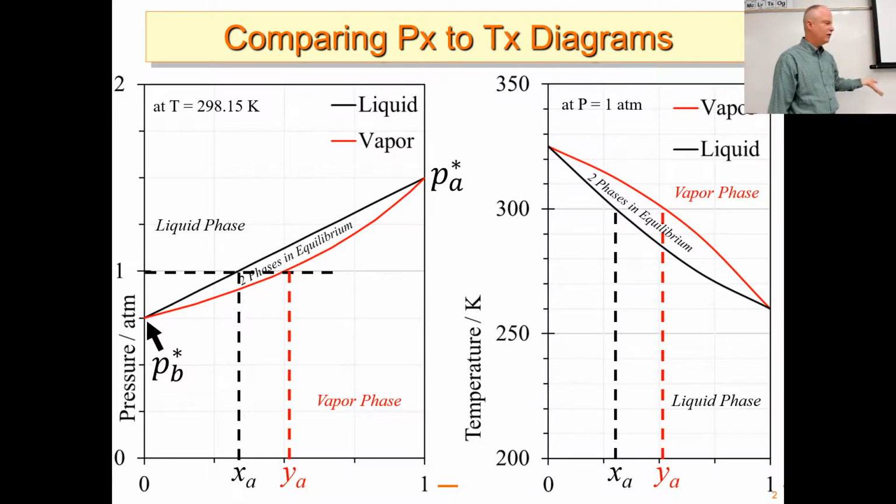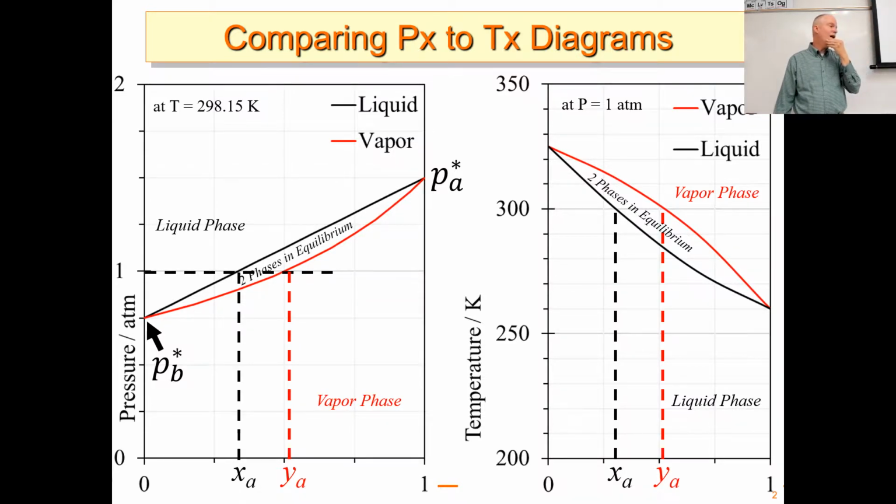We have also the XA and YA. We have the vapor line on the pressure curve being below the liquid line, and on the temperature curve, the vapor line is on top of the liquid line. So I'm talking about the red curve in both of these. You see the vapor line is red on the right and the left. And on the right it's on top, and on the left it's on bottom.